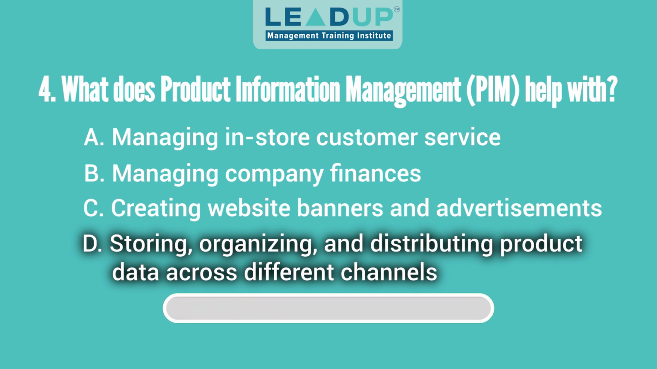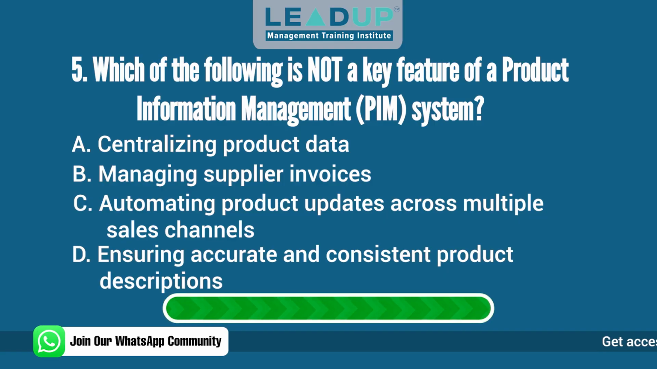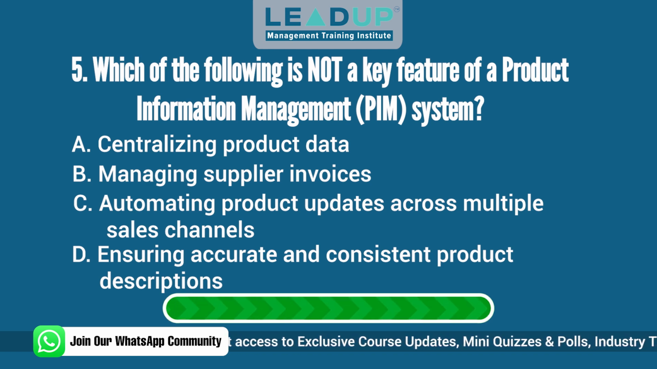Answer: storing, organizing, and distributing product data across different channels. Question 5. Which of the following is not a key feature of a product information management (PIM) system? A. Centralizing product data. B. Managing supplier invoices. C. Automating product updates across multiple sales channels. And D. Ensuring accurate and consistent product descriptions.